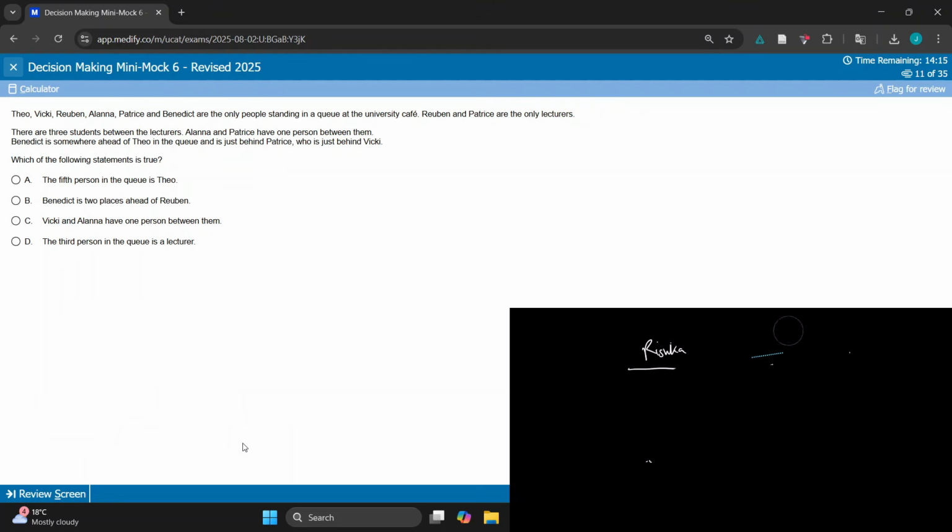Okay, so there are 3 students between the lecturers. Okay, 3 students between the lecturers. Ruben and Patrice are the only lecturers. Ruben and Patrice. Alana and Patrice have only one person between. So let's say Patrice at the front, Ruben and Patrice.